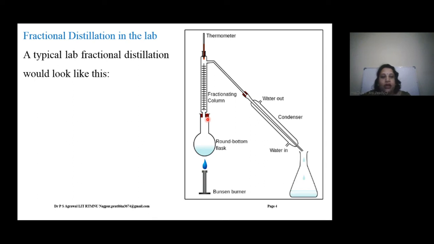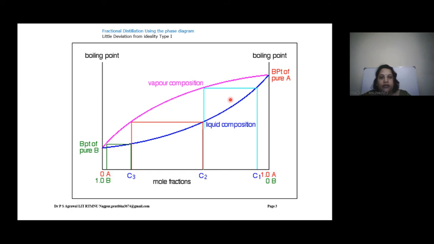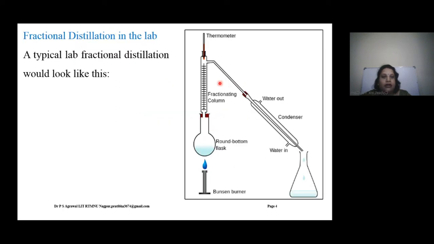So we can draw all such graphs for first, second, as I have seen, 1, 2, 3, 4. We can draw so many graphs, so many steps. The number of vaporization and condensation cycles occurring in the fractionating column determines the purity. The efficiency of the column depends on the column length and the composition.